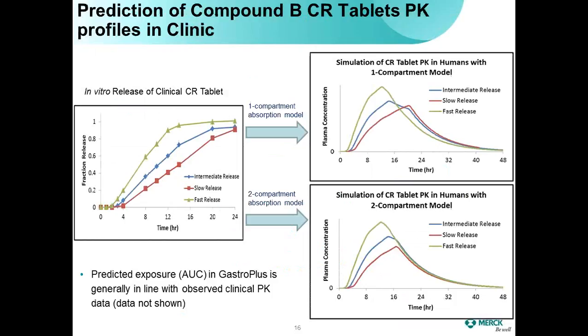So here is the prediction of the clinical biopperformance for the 3 CR tablets with different release rates. On the left side is the in vitro release of the formulations, and on the right side are the simulated PK profiles in both one compartment and two compartment models at 2 mg dose. The predicted AUC is generally in line with observed data, although for confidential reasons, I cannot show the data here.